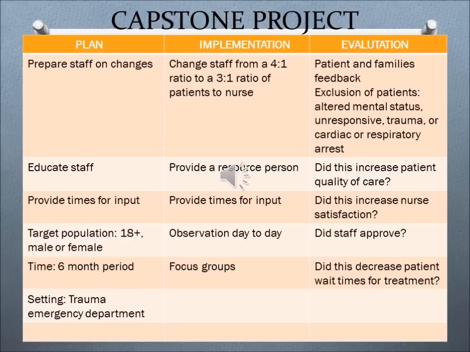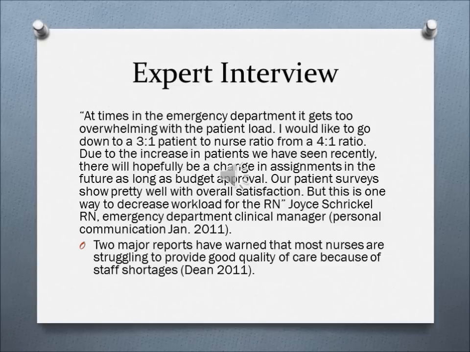During the evaluation, this will be based on patient and family feedback. There will be exclusion of some patients due to their chief complaint. The questions that we would like to ask are: did this increase patient quality of care? Did this increase the nurse satisfaction? Did staff approve of this change? And did this decrease patient wait times for treatment? The expert interview I had with my clinical manager showed that a decrease in the patient-to-nurse ratio needs to be done, and how it affects patient quality of care, our department surveys that go to the patients, and how it affects the high RN turnover rate.